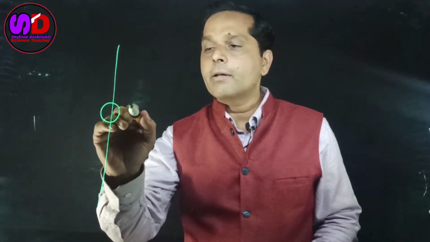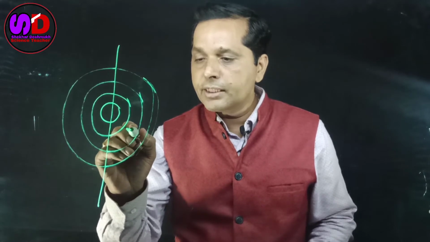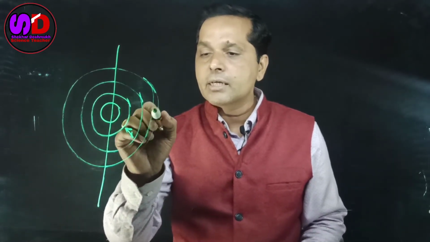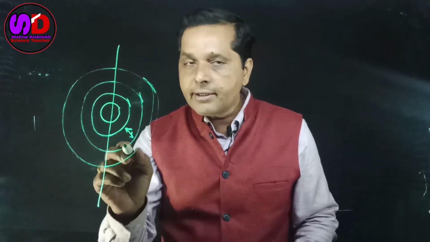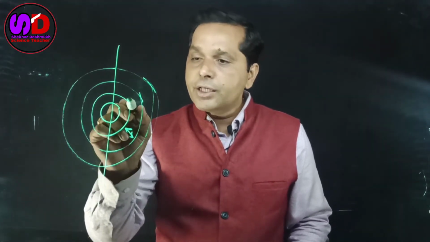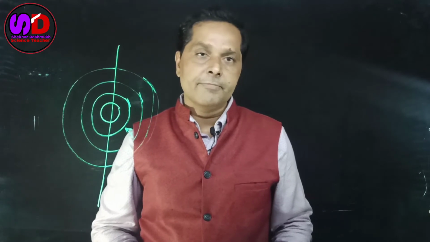Look, in this way you can get concentric circles where the iron filings stick. Within this area there is no iron filling. The iron filling sticks over these circles only. And most important thing, where these iron filings stick, the magnetic field lines are present.